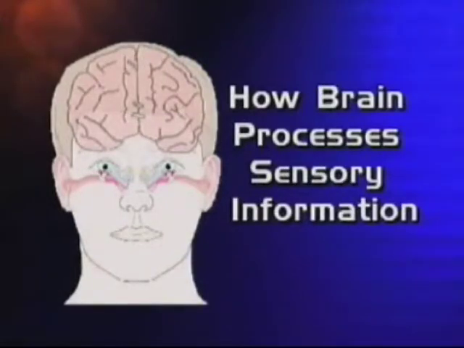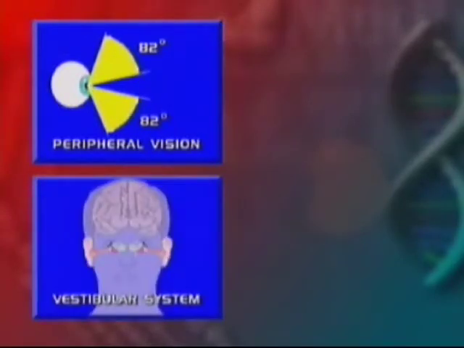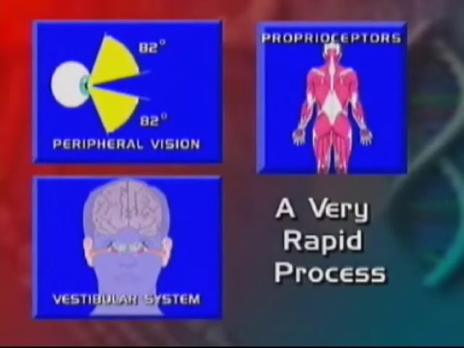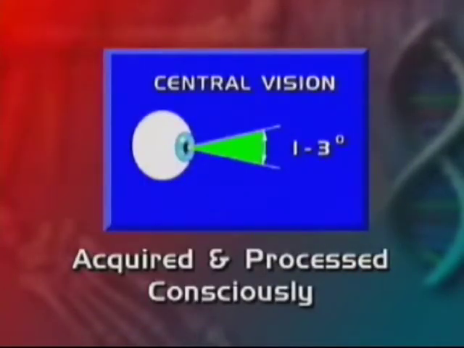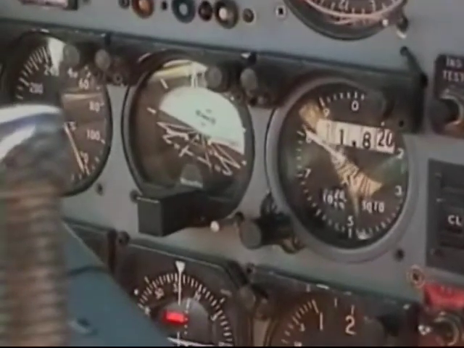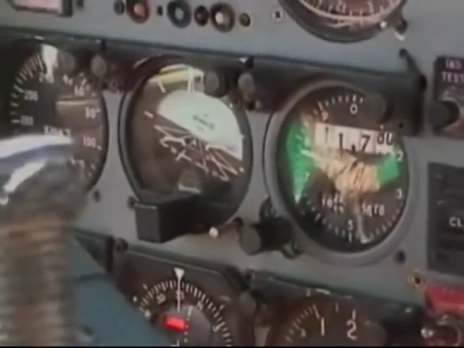An understanding of how the brain processes sensory information is important so you can recognize and correct spatial disorientation if it occurs. Information from peripheral vision, vestibular signals, and proprioceptors are acquired and processed subconsciously. This process is very rapid. Information from central vision is acquired and processed through a conscious process. This process is much slower. This is a factor in your instrument cross-check for feedback on your status in flight.